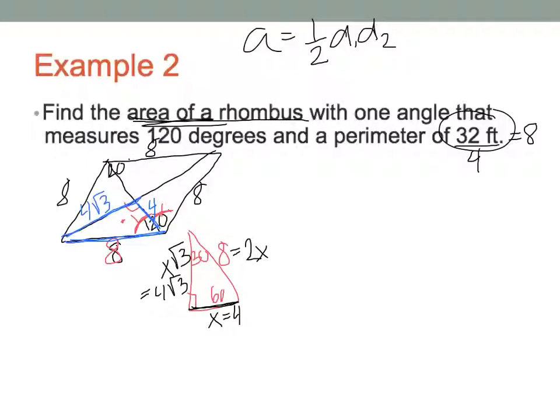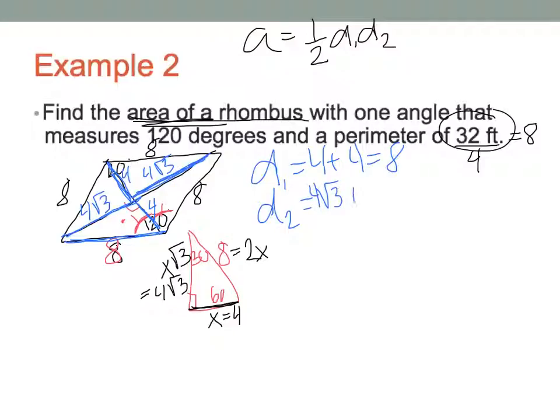Now I'm going to put 4 over here, the other side of my diagonal, and 4 root 3 over here, the other part of my diagonal. So diagonal 1 is going to be 4 plus 4, which equals 8. Diagonal 2 is going to be 4 root 3 plus 4 root 3, which gives me 8 root 3.